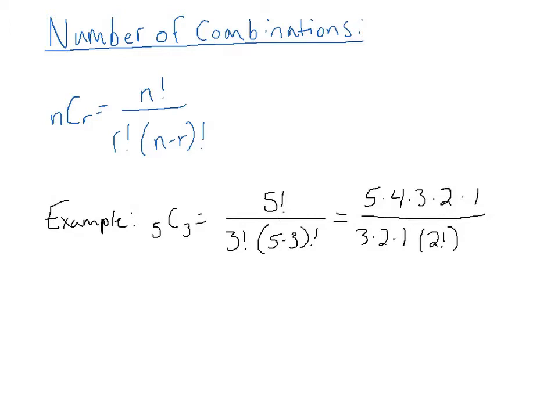Now this can simplify as well. Notice over here I've worked it out a little bit. 3 times 2 times 1, well, these factorials cancel each other out a little bit. And so now we have 5 times 4, which is 20, over 2 factorial, which is 2 times 1, which is just 2, and so that will reduce to 10.